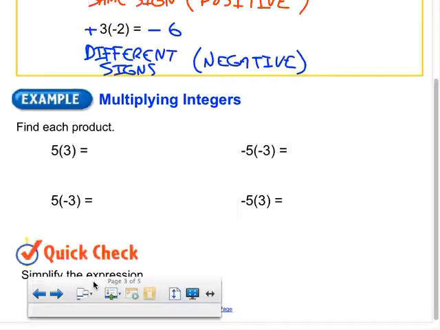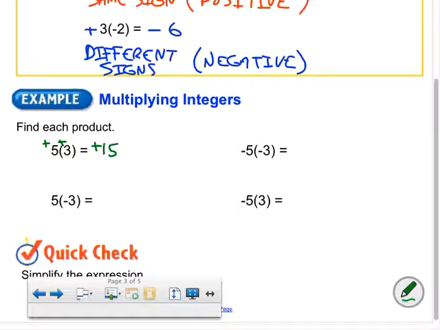So can somebody walk us through the first problem? Somebody I haven't called on yet. Go ahead. So first we do the sign. What's the sign of 5? The sign of 5 is positive. And what's the sign of 3? Positive. Okay, so a positive 5 times a positive 3 gives me what? A positive number. Same signs give you a positive, and what's the number going to be? It's going to be 15, because 5 times 3 is 15, so positive 15.